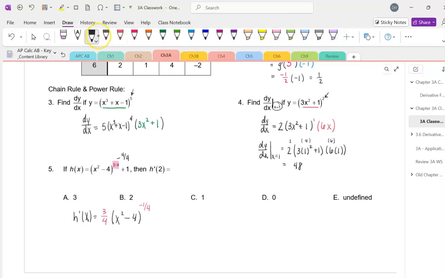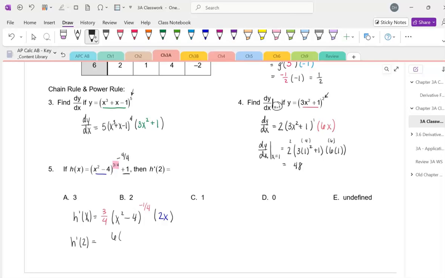And then don't forget to multiply by the derivative of the inside. The derivative of this inside is going to be 2x. Now, when we take the derivative of the 1, we get 0. So this is our derivative. We are evaluating it at 2. So we can go ahead and input the 2. As we're doing this, keep in mind it's 3 times 2, which is then 6.